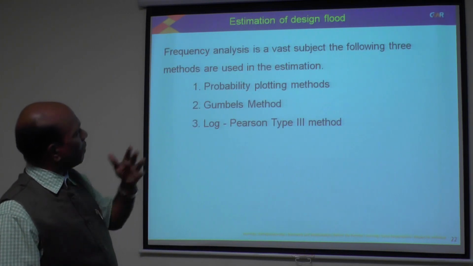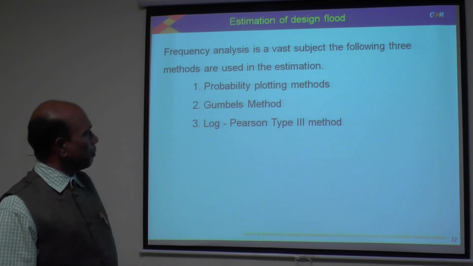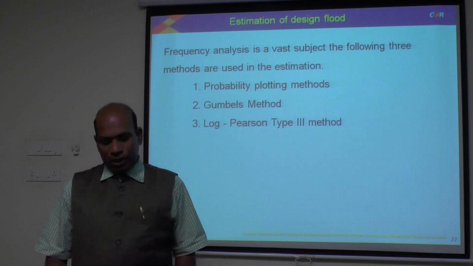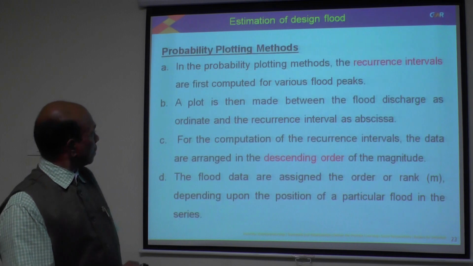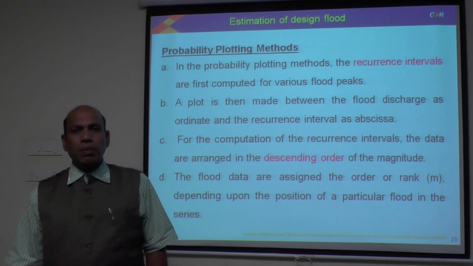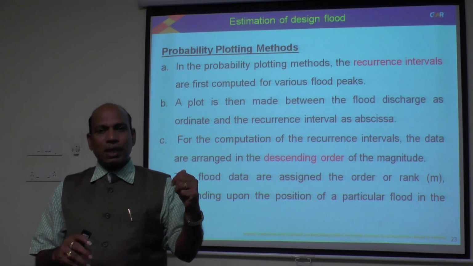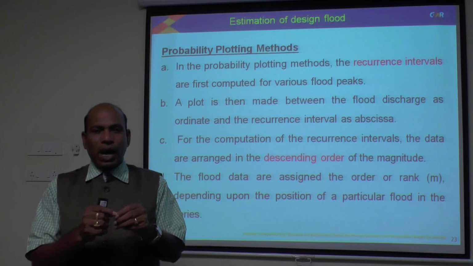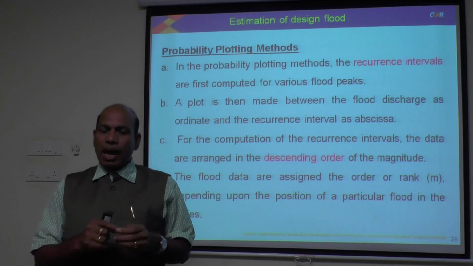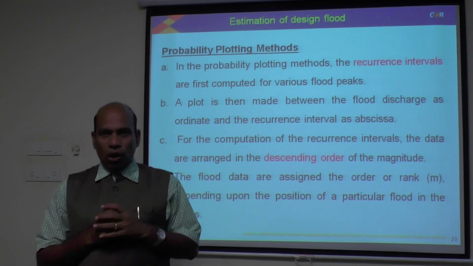Here the frequency analysis is done by different methods: one is the probability plotting method, another is Gumbel's method, and the third is the log Pearson type 3 distribution method. The first one is the probability plotting method, which itself represents a graph. Here we take the discharge ordinates on the vertical axis and the recurrence interval on the horizontal axis. That is also drawn on log paper.